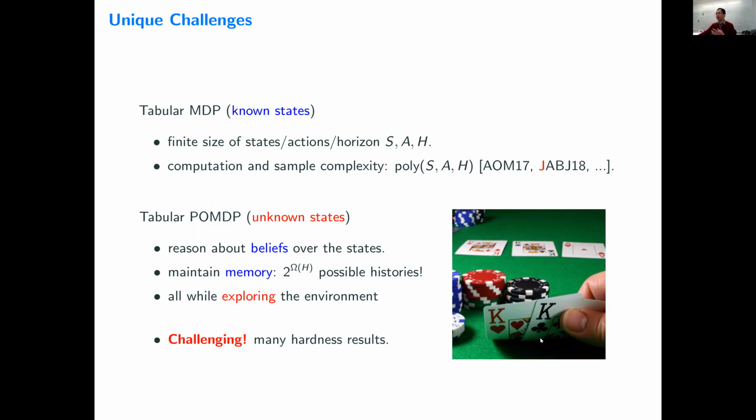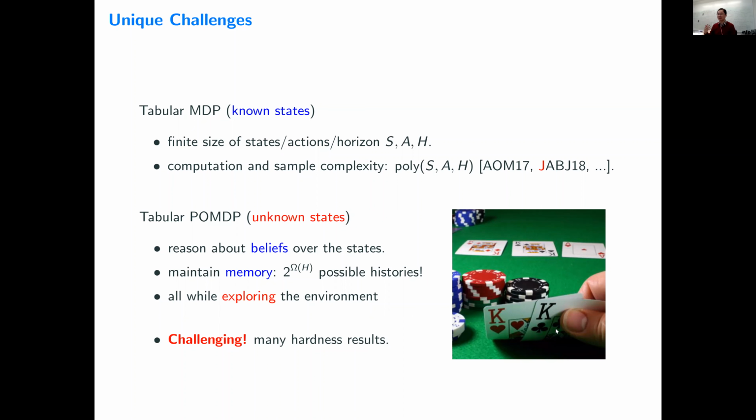For example, when we play poker games, whether my opponent bluffs, whatever the player did in the previous rounds, whether he raised high or whatever, the entire history is going to say something about what the cards in their hands possibly are. So that's why we need to maintain the entire memory, and the memory is possibly very, very long. Because we consider episodicity, the entire horizon is H. So the entire possible histories would be exponential in the length of each game. And then we have to deal with all these challenges while exploring the environment.